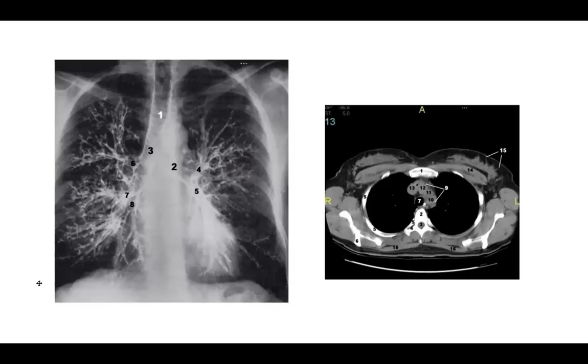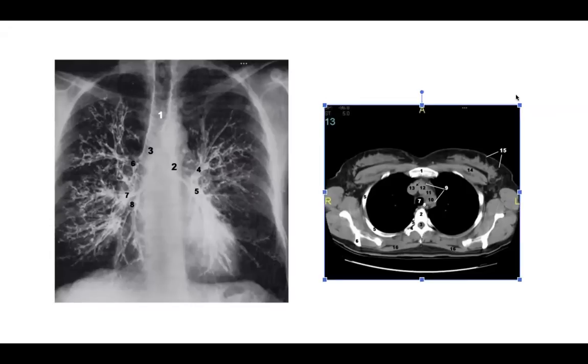The superior and inferior lobar bronchus. Yes. Okay. Number 3. What's that? The right principal bronchus. Nice. And 6, 7, and 8? The superior, middle, and inferior lobar bronchus. Yeah. Okay. Yes.